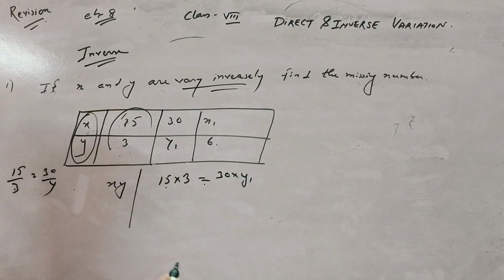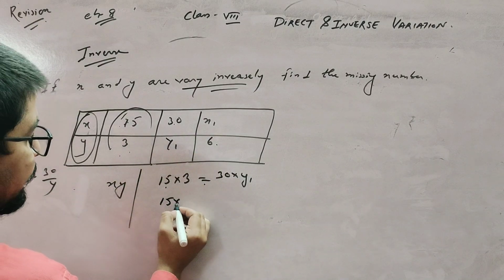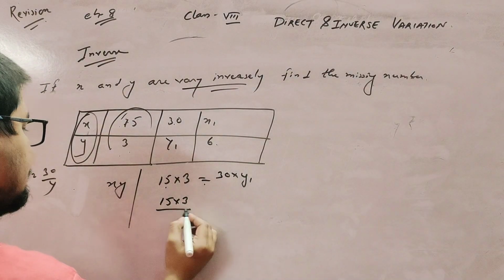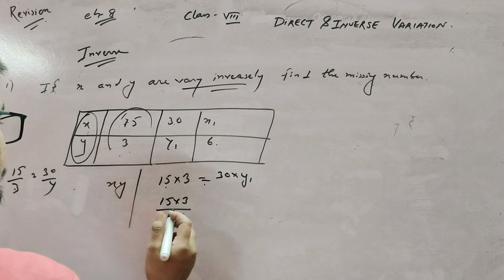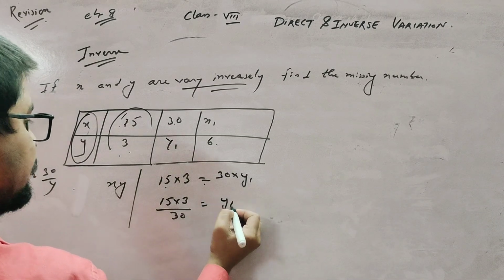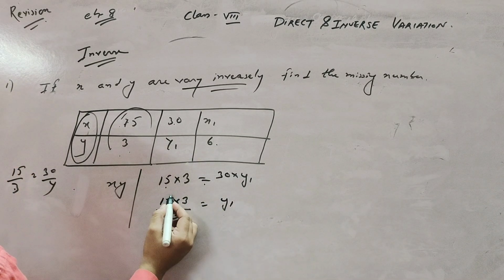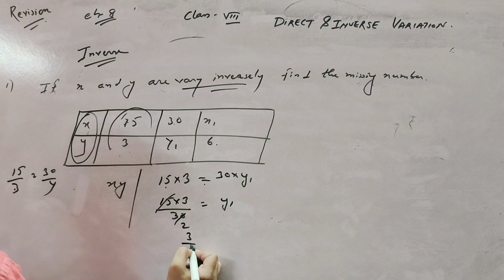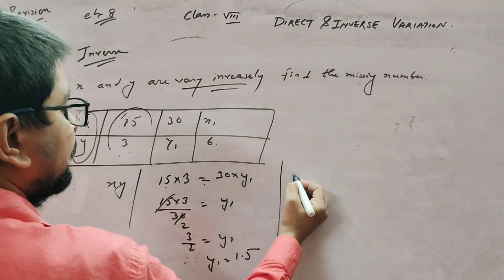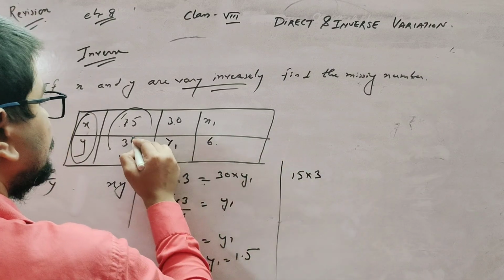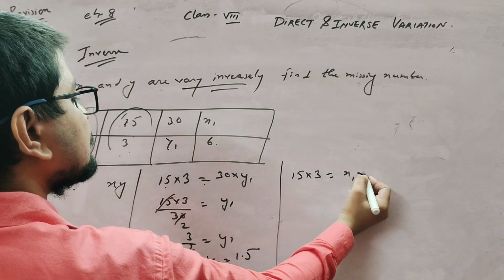That means 15 into 3 is equal to 30 into y. So 15 into 3, this 30 comes downward, equals y1. So 15 cut 30 by 2, so 3 by 2 equals y1, therefore y1 equals 1.5.